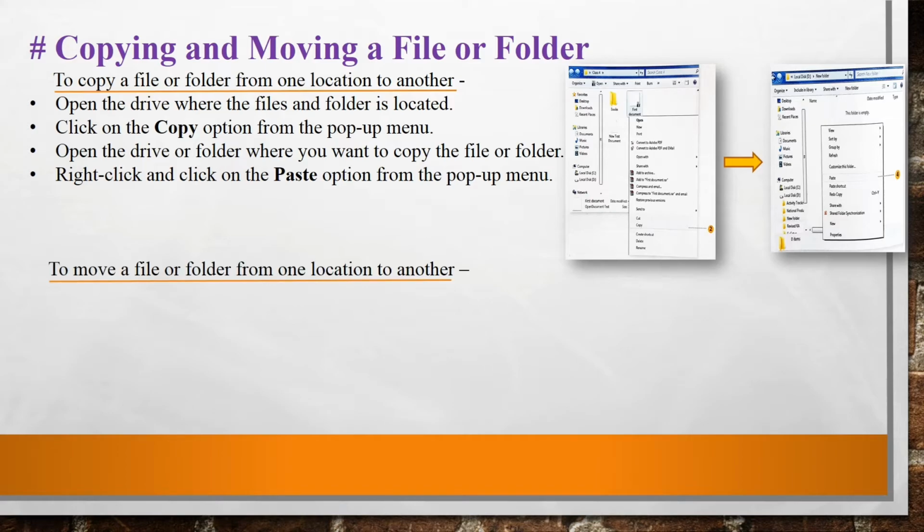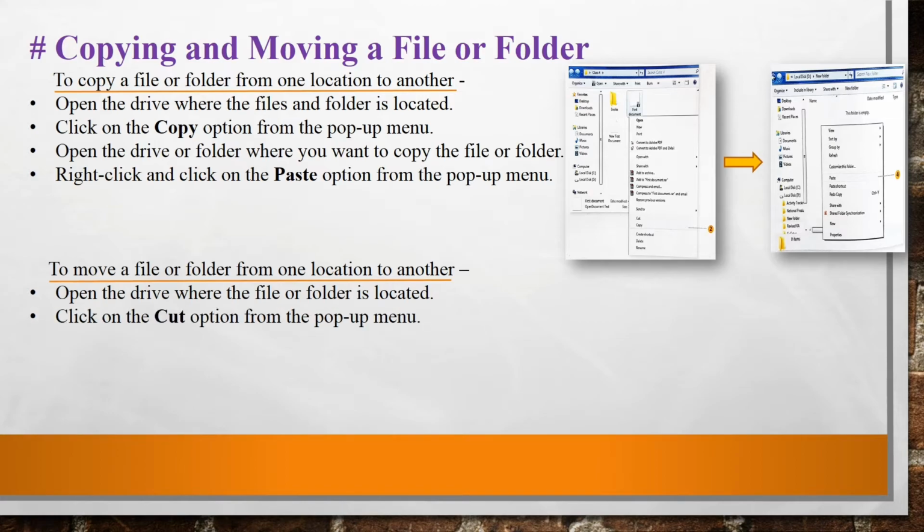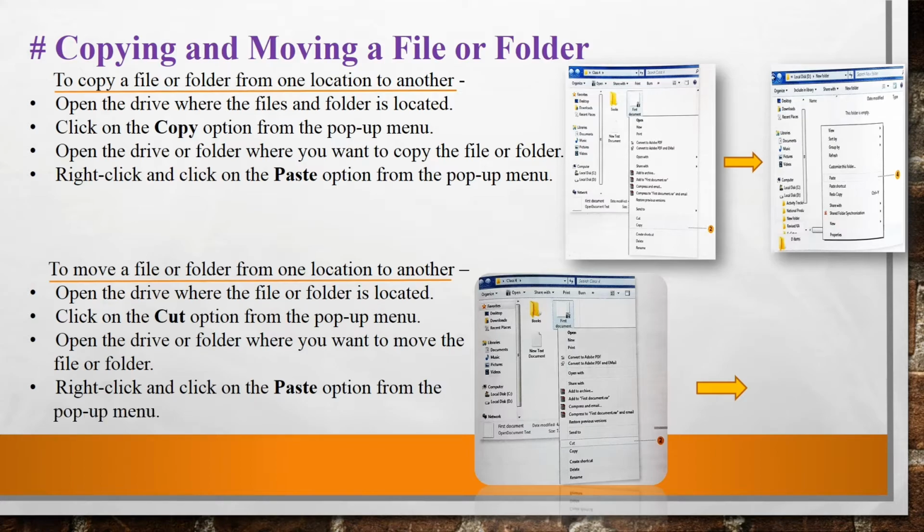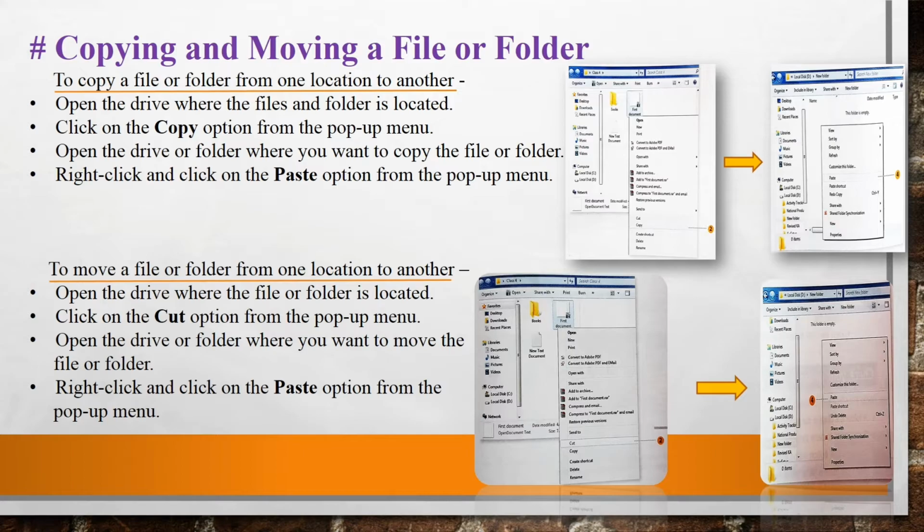When you move a file or folder, the original file or folder itself is shifted to the new location. To move a file or folder from one location to another, number 1, open the drive where the file or folder is located and select it by right-clicking on it. Next, click on the cut option from the pop-up menu. Open the drive or folder where you want to move the file or folder. Finally, right-click and click on the paste option from the pop-up menu. The file or folder is moved to the desired location.